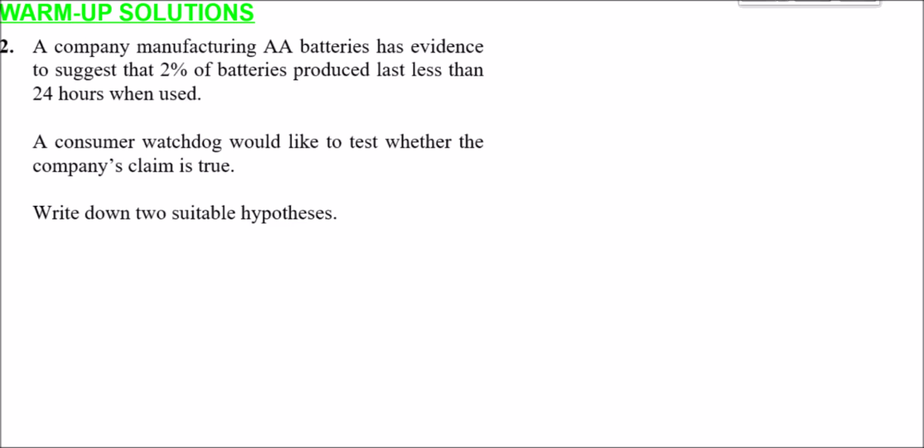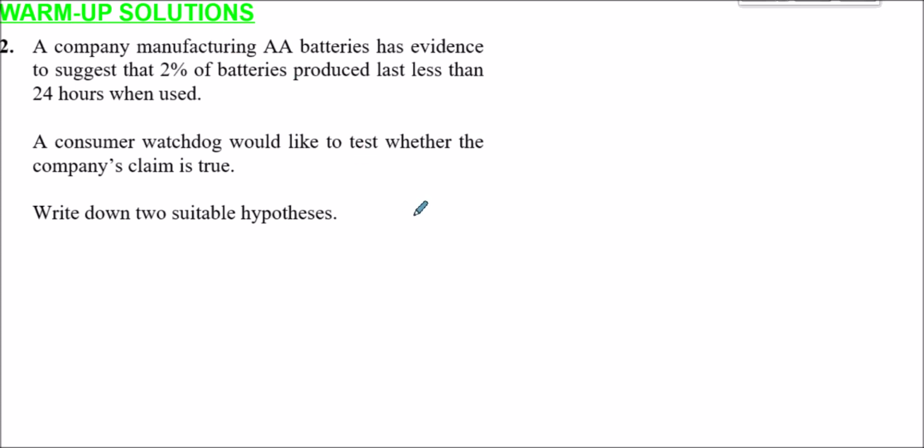We're told we've got a company that manufactures AA batteries, and apparently they have evidence to suggest that 2% of their batteries produced last less than 24 hours when used. A consumer watchdog would like to test whether the company's claim is true, write down 2 suitable hypotheses. So what I'd suggest we do is just go on the premise of innocent until proven guilty and assume by default that this company are telling the truth and that this company are correct.